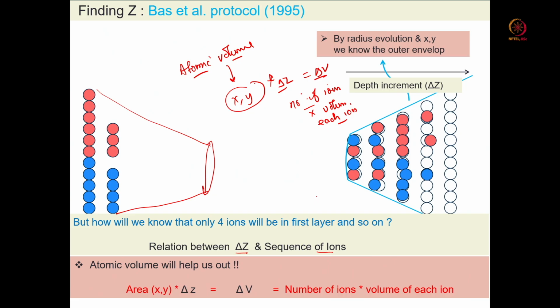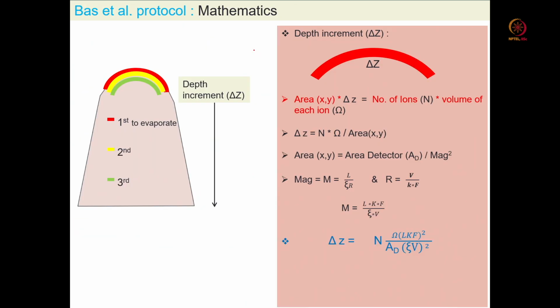Okay, so with this atomic volume, we can easily estimate the delta z, which means the depth increment during the field evaporation. And in the last class we derived some of the basic equations which are directly related to the atomic volume.